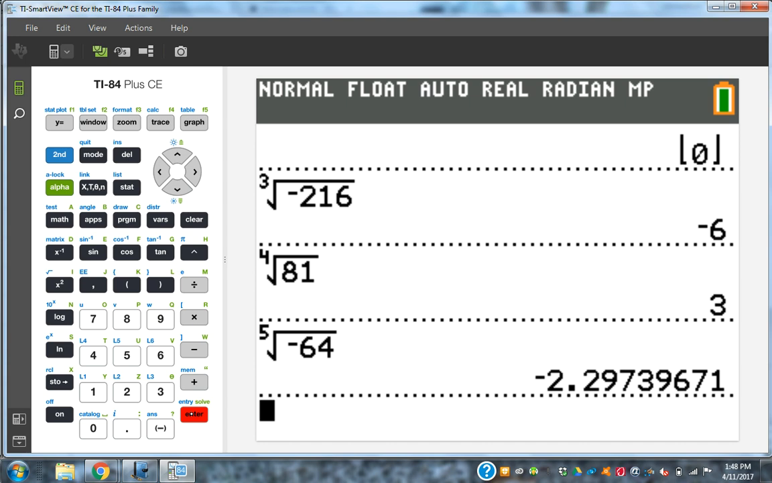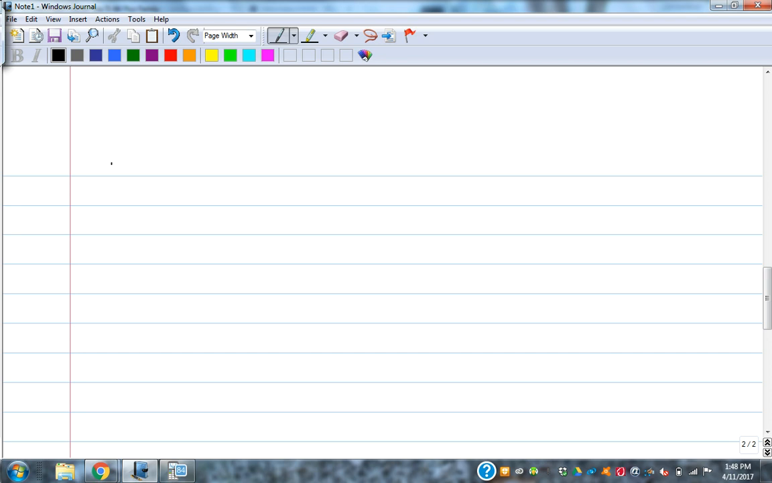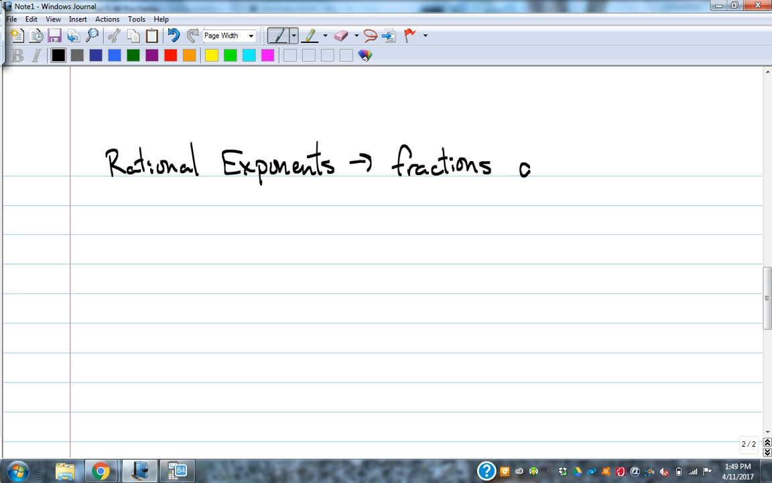Let's go to rational exponents and get a little work in with those. So rational exponents. If something is rational, what does it mean? It's written as a ratio, which we normally write ratios in math class as fractions. Fractions as exponents.